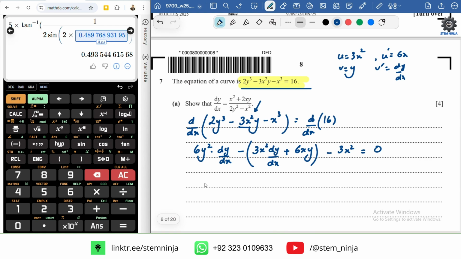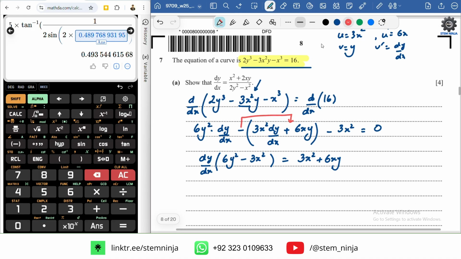So dy by dx, you have 6y squared minus 3x squared, and on the other side you take away all the terms, so 3x squared plus 6xy, because you see the minus is already going to turn this negative on the left hand side. On the right hand side this would be positive. So now we just divide.